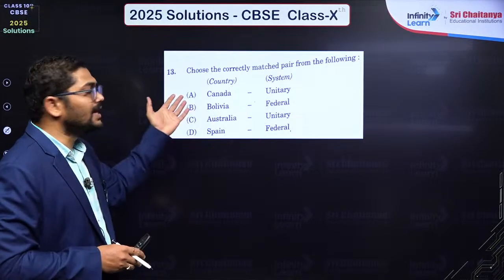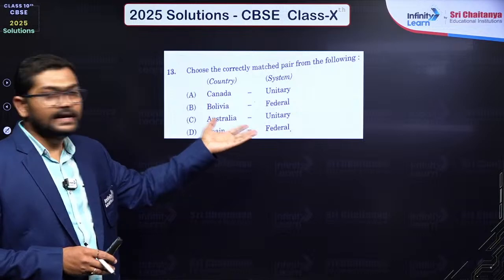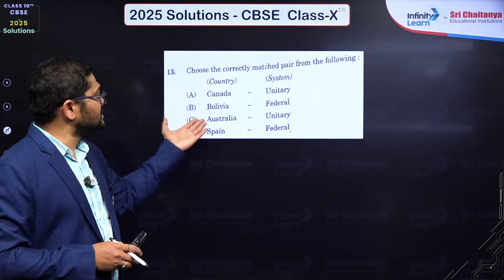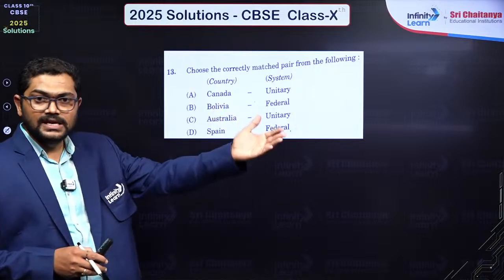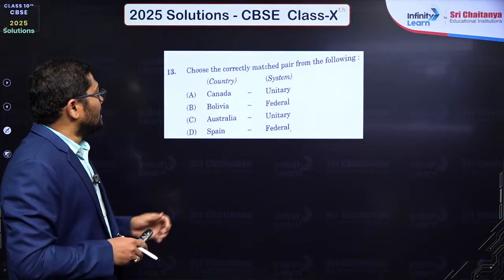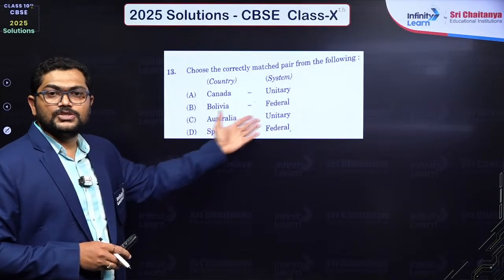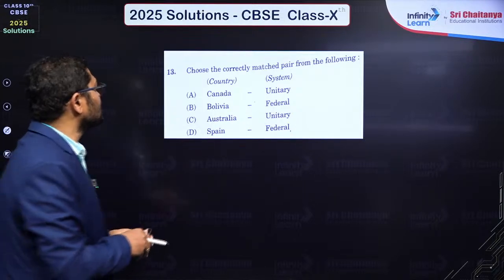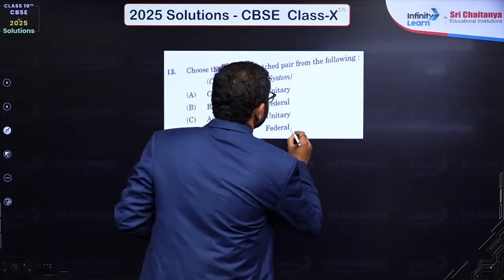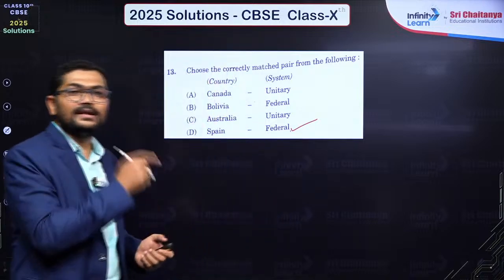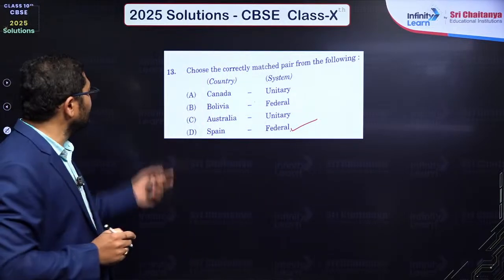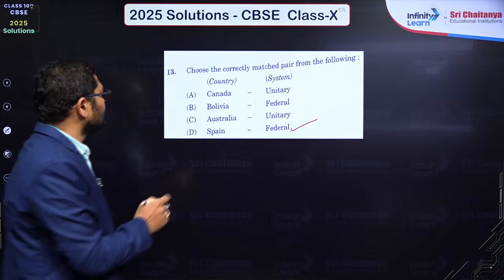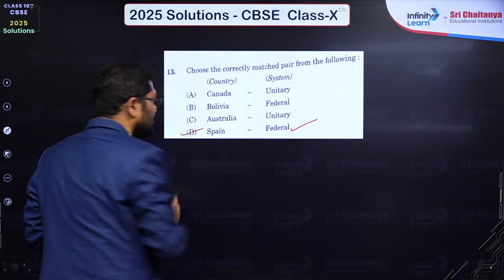So if you see the Canada, it is not unitary, it is actually a federal country. Then we have Bolivia, which is given as federal, but in fact it is an unitary government. Then we have Australia, which is given as unitary, but in fact it is federal. So then the last option, Spain, which is the federal government, and that is the correctly matched pair for the question number 13. So for the question number 13, option D stands to be true.